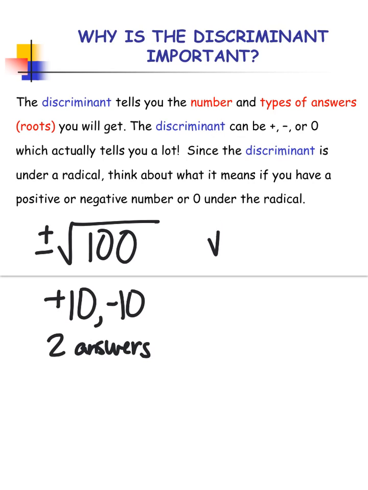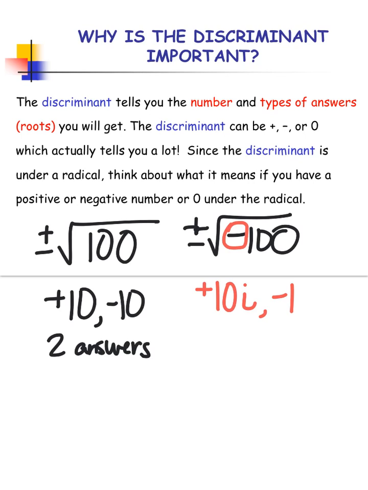Let's put a negative number under the radical sign. Still the positive and negative possibility. Whether you remember or not, what that negative does for us is pulls out an i. So there are two answers here still, positive 10i and negative 10i. You might need a refresher course on the imaginary numbers, but still two answers.